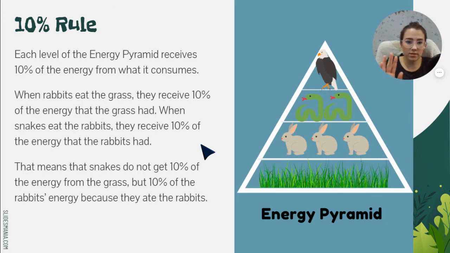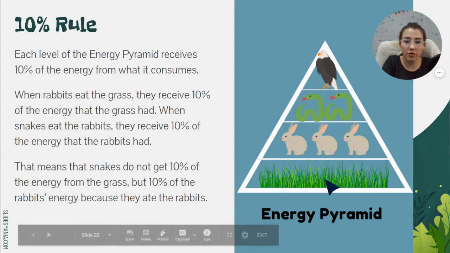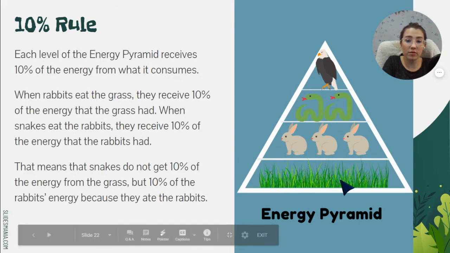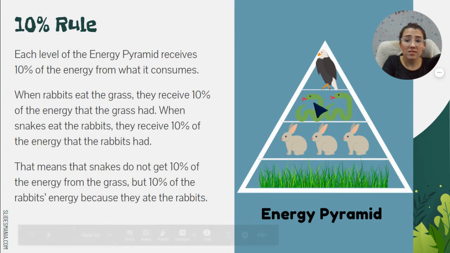So let's talk about this. When the rabbit eats the grass, they get 10% of the energy from the grass, okay? So now rabbits have that energy. But when the snake eats the rabbit, he gets 10% of the energy from the rabbit. The snake does not get 10% energy from the grass because some of that energy was already used by the bunnies. The snake only gets 10% of the energy of who he eats, which was the rabbit.